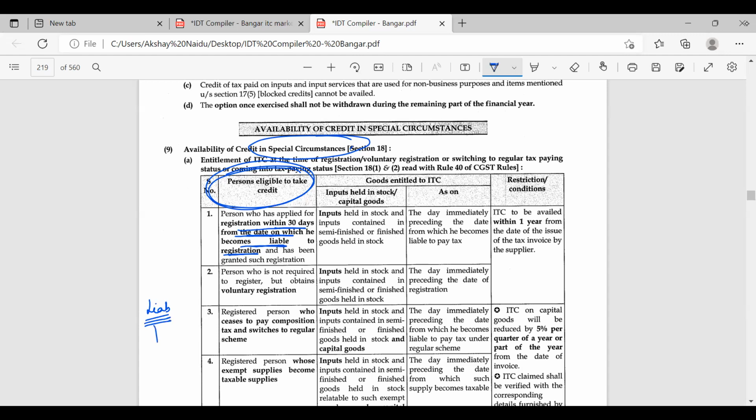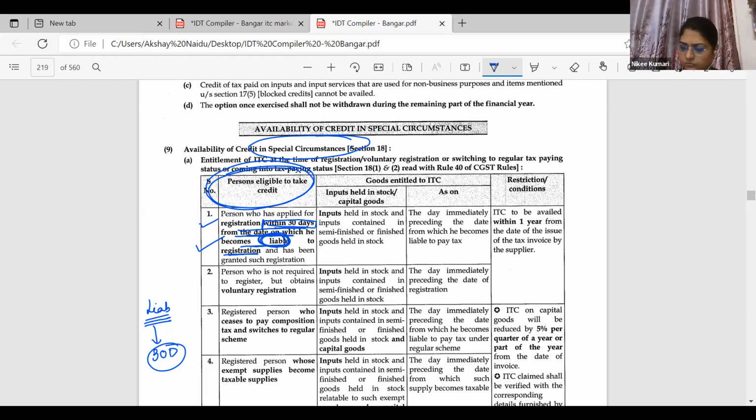Then from that day, you have to apply for registration within 30 days. So is it that concept only? Now you are the person who is liable to get registered. You became liable to get registered, and within 30 days you have applied for registration. Can I say it is fresh registration? First time. Can I say that? Sure. So first time registration within 30 days.